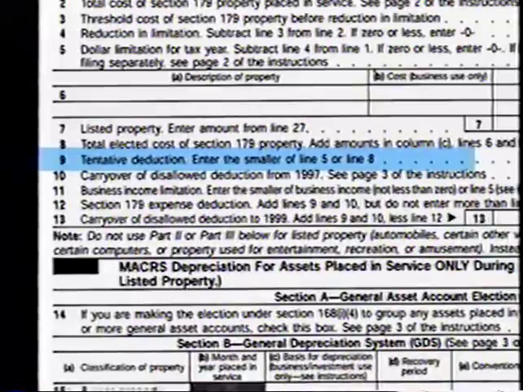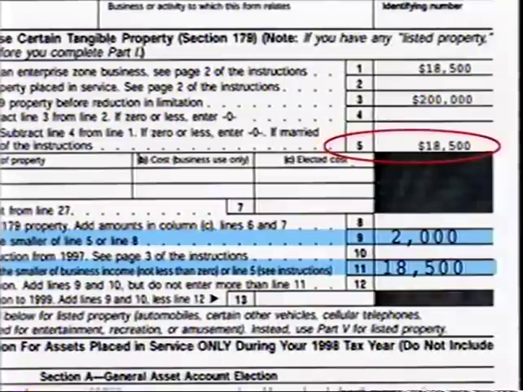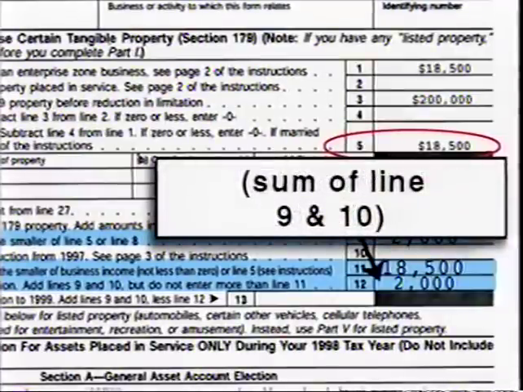The instructions of line 9 say to enter the smaller of line 5 and line 8. Line 8 is smaller, so we write $2,000 on line 9. Line 11 is $18,500 because it's the total on line 5. For line 12, we enter $2,000 because this is the total of the Section 179 expense deduction, the sum of the lines 9 and 10.